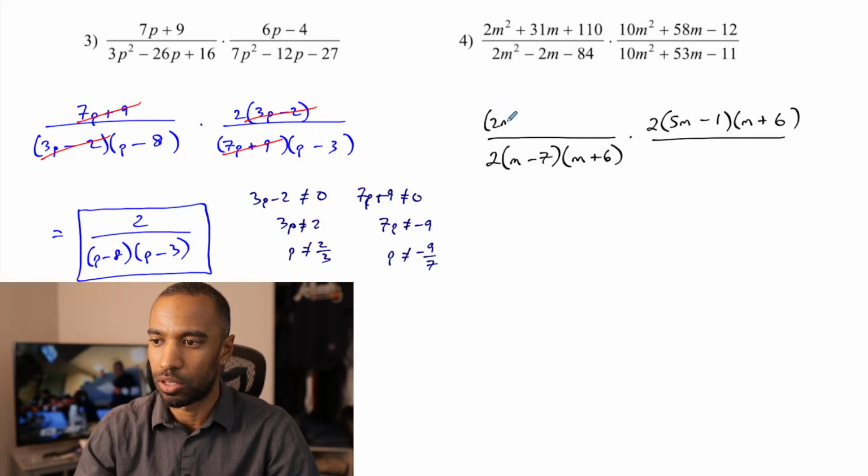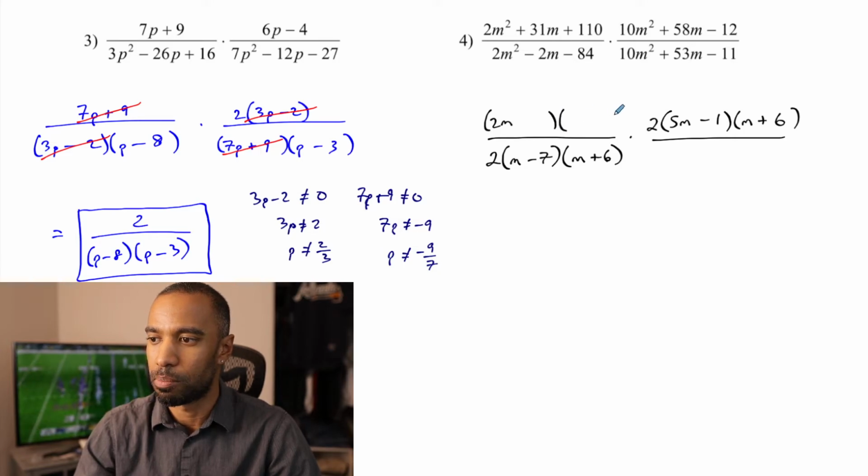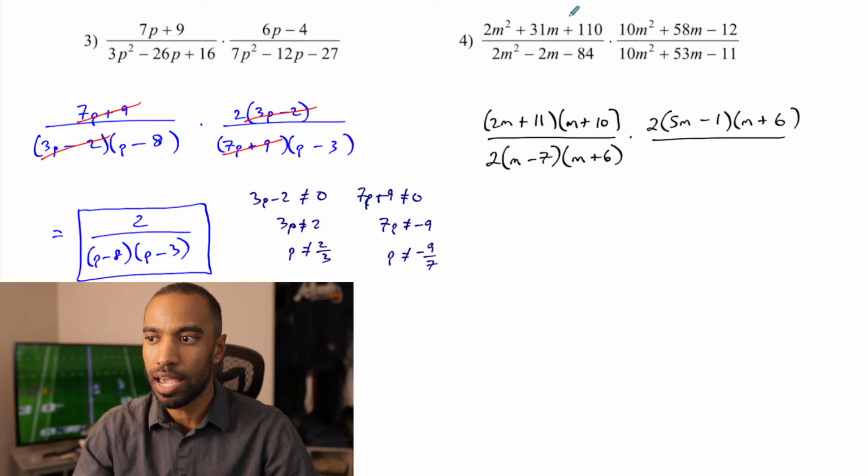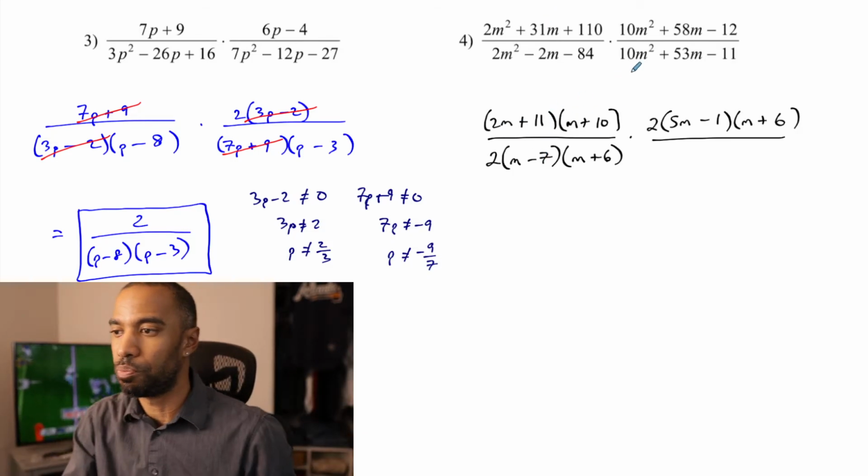All right, so 2m squared plus 31m plus 110. That's a little bit larger of a number. The one that comes to mind for me first, of course, is 11 and 10, right? So let's try 11 and 10. 10 can't go here without a common factor. Let's try 11. Let's see if that works. 20 plus 11. Yeah, that's 31. So that one pans out right there.